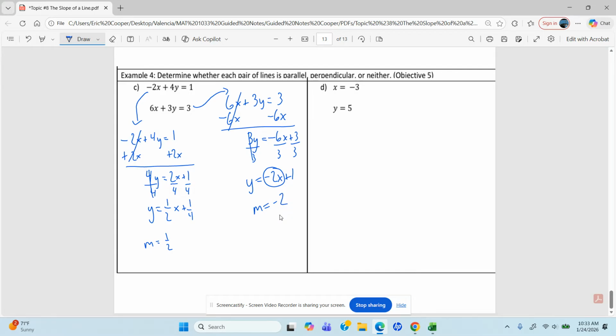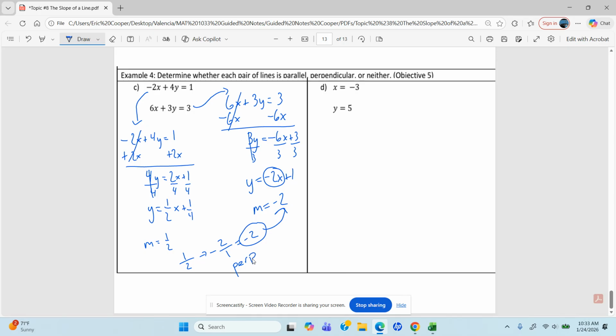So we can see they're not the same, so they're definitely not parallel. The question is, are they opposite reciprocals? So if I take 1/2, which is positive, the opposite of being positive is negative. 1 over 2 would become negative 2 over 1, which is just negative 2, which is what I got here. So these lines would be perpendicular to each other.